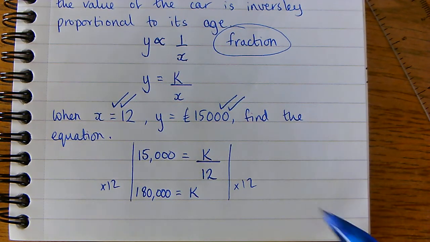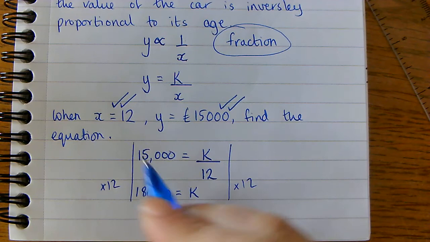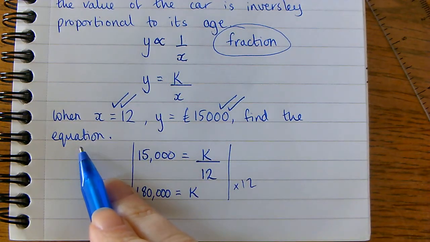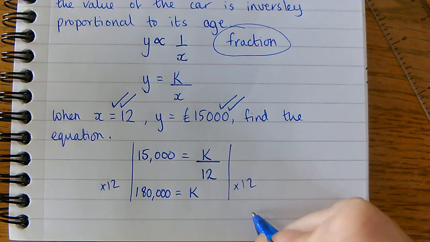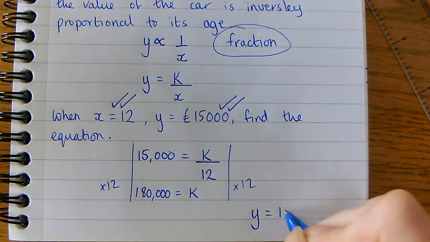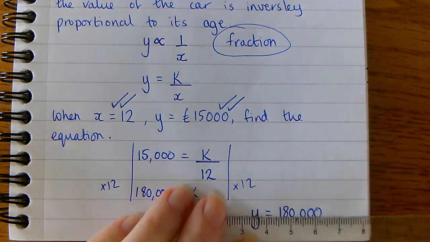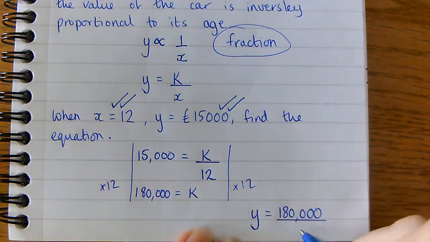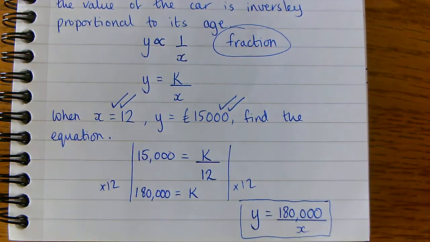And similar to the last set of questions, you will need to rewrite this now. That isn't the end of the question, because I'm asking you to find the equation. This is just the constant of proportionality, so the equation is that y is 180,000 divided by x. That's the final part that we need to have. And then we can start to look at all different things.